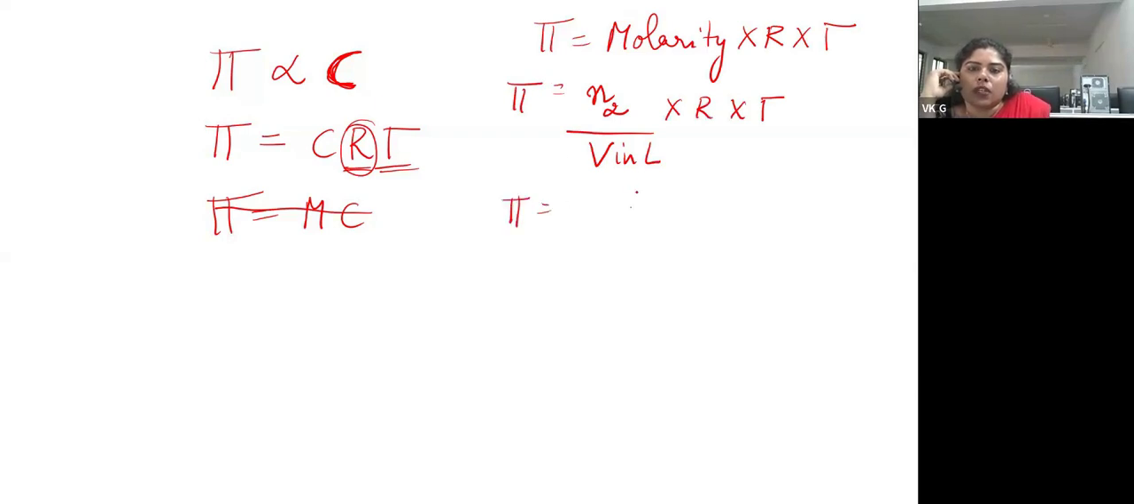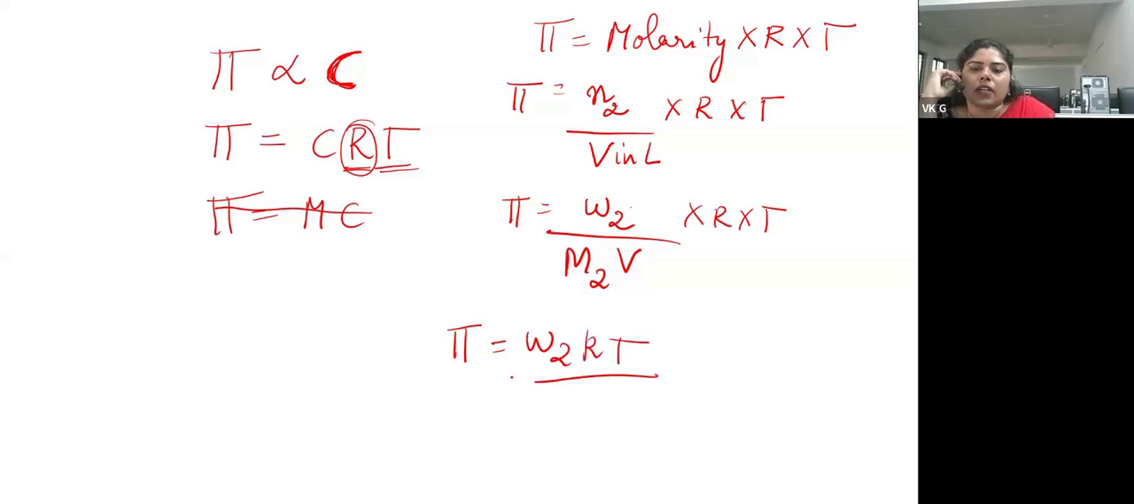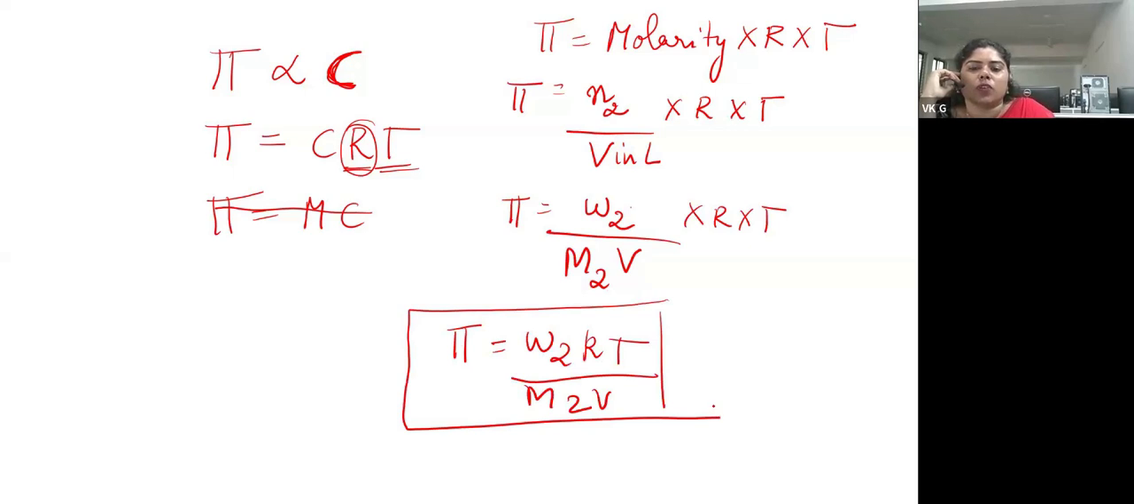Or pi is equal to n2, what is that? Number of moles of solute. Number of moles of solute will be W2 by M2 into V in liter into R into T. So last formula will be given as pi is equal to W2 RT divided by M2 into V. So this will be the formula for osmotic pressure.